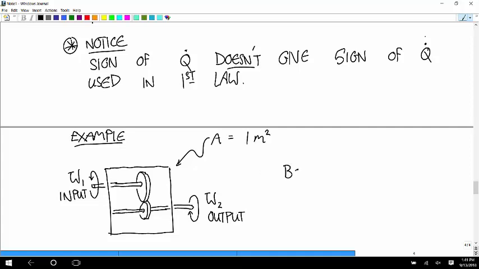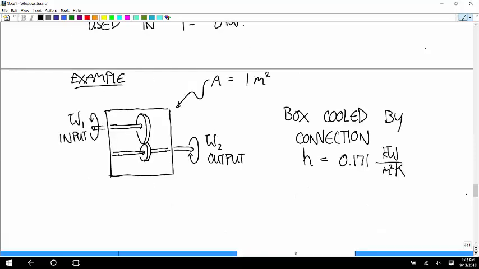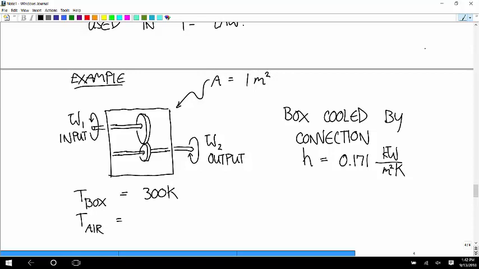And let's say that this box is cooled through convection. And our experiment told us that H is equal to 0.171 kilowatts over meter squared times Kelvin. The temperature of the box is 300 K. The temperature of the air surrounding it is 293 K.